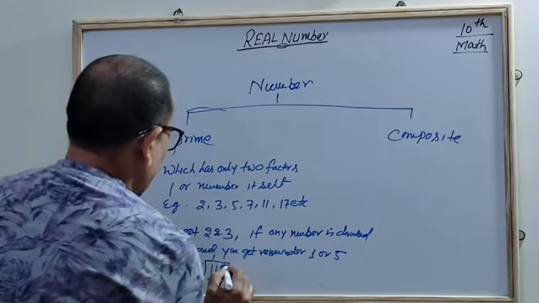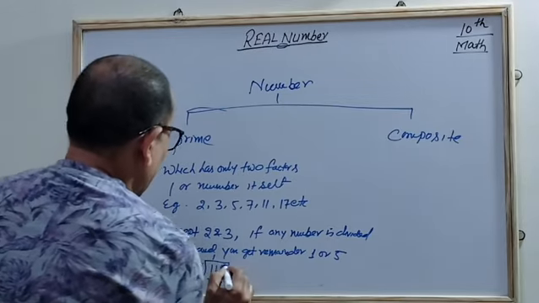Next we will talk about prime factorization. Prime factorization means if we divide any number by prime numbers and write it in multiplication form, we say it is a prime factorization.